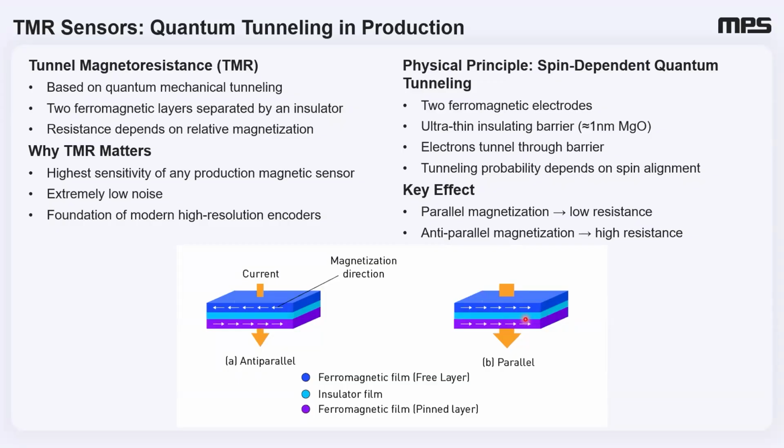The probability of tunneling is highly increased when these layers are pointing in the same direction. When they're pointing in opposite directions, the probability of tunneling is very low. And so same thing, we'll see as this free layer rotates with the field, you can determine the direction of the field based on how much current is being let through.